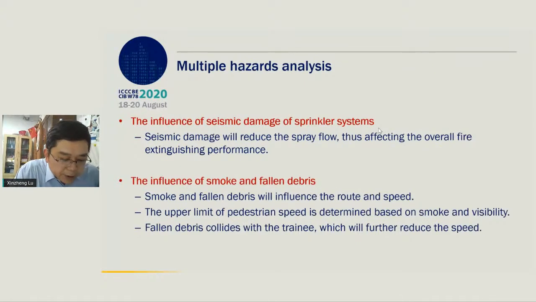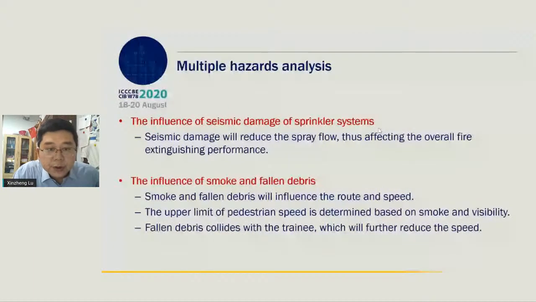Okay, the seismic damage of sprinklers will reduce the spray flow, thus affecting the fire suppression performance. The smoke will decrease the indoor visibility. The falling debris will also collide with people, which will reduce the moving speed of the people.